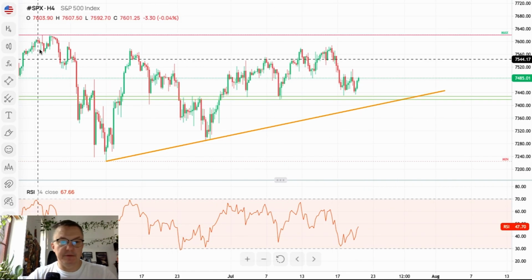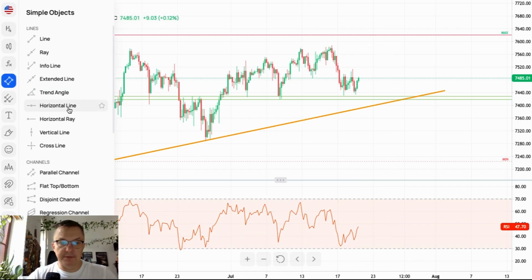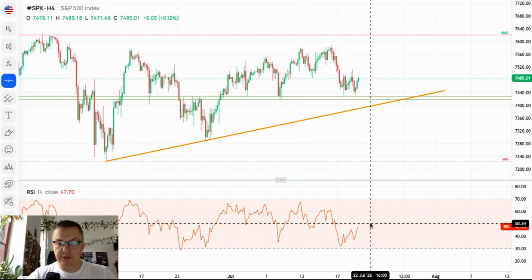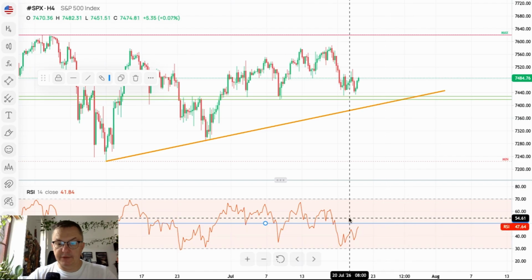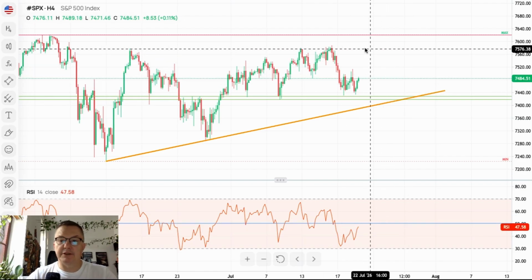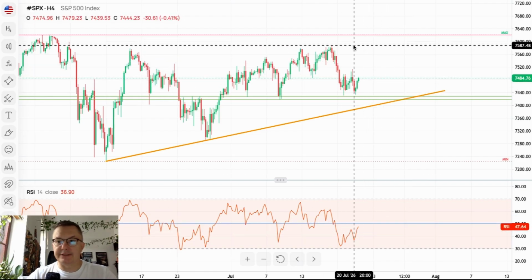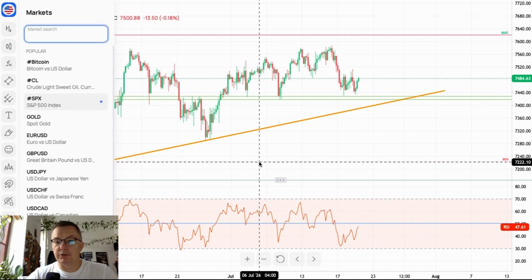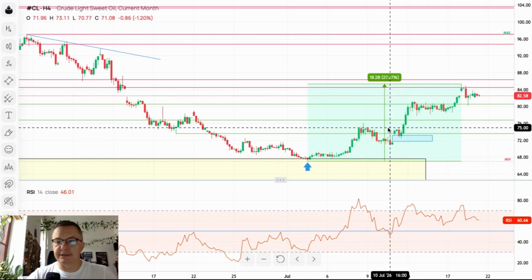Nevertheless, with this kind of momentum, it might be a little bit tricky. So we are just trying to break above the level of 50 yet again. Then we can penetrate the levels 7,500, 7,600 on the S&P 500. Otherwise, the market will stay in this level.